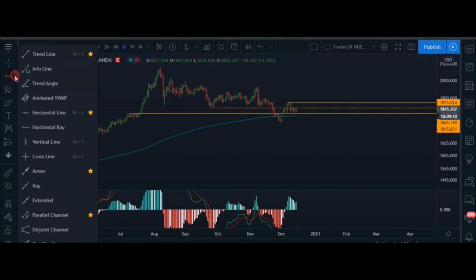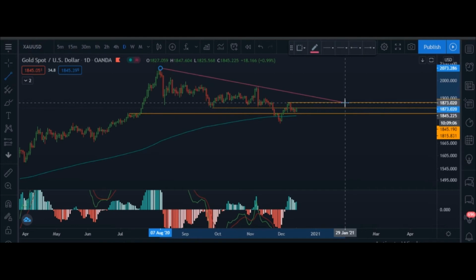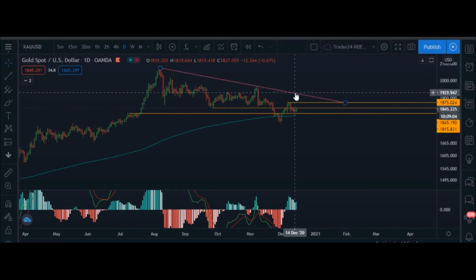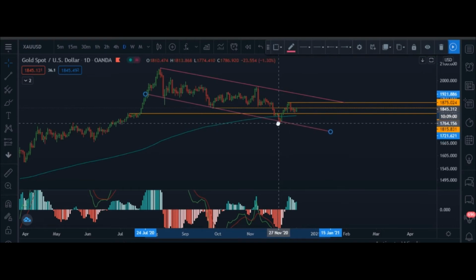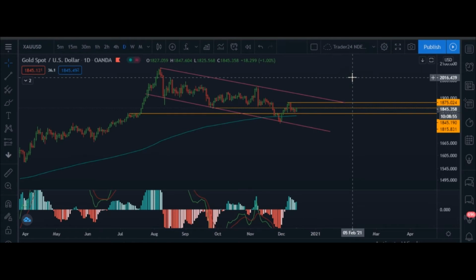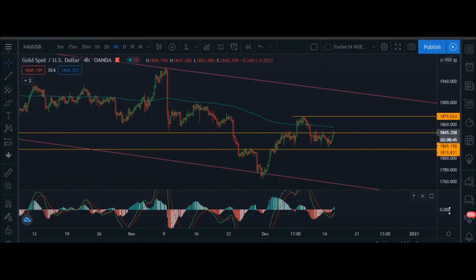Pull the trend line to look for the market structure formation that is formed. Draw down time frame to 4 hours to find the area where the breakout or retrace occurs.